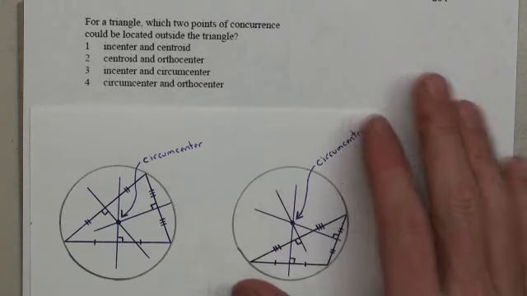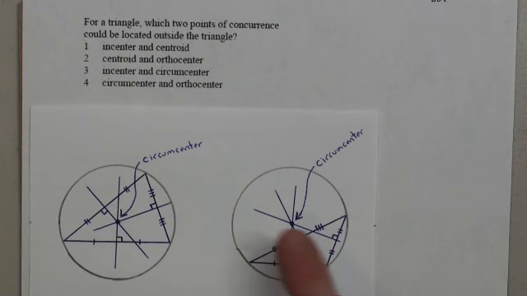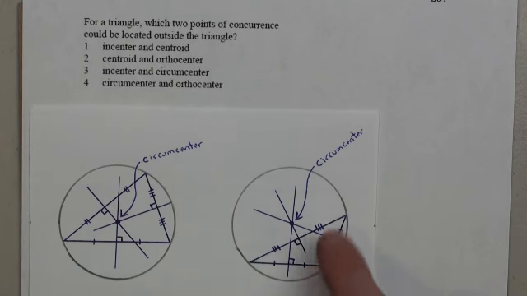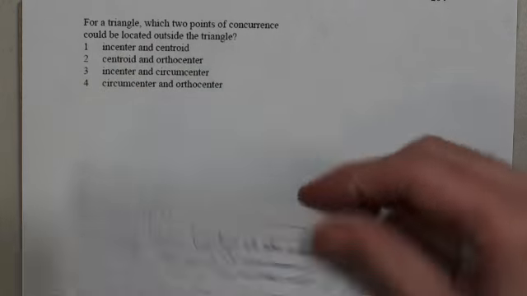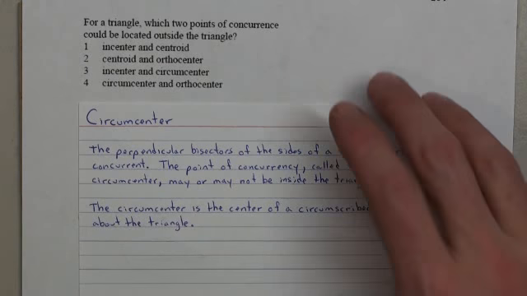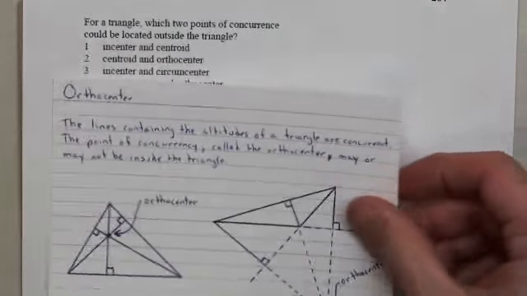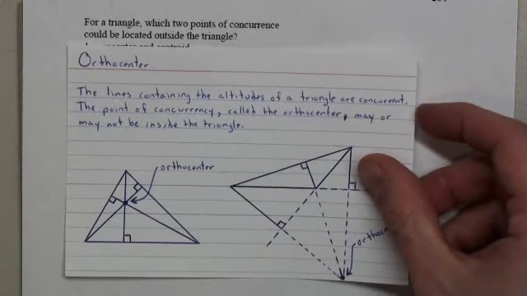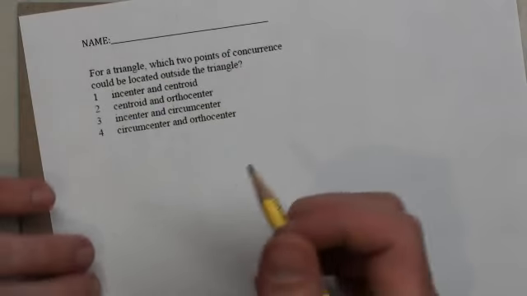Remember this one? See, for an acute triangle, the circumcenter's in the triangle. But for an obtuse triangle, the circumcenter is outside of the triangle. And the circumcenter is where the perpendicular bisectors of all three sides of the triangle meet. That's what circumcenter is. Right? We talked about that on the other side of the card. So we have circumcenter and we have orthocenter. Okay? So let's write those answers down.